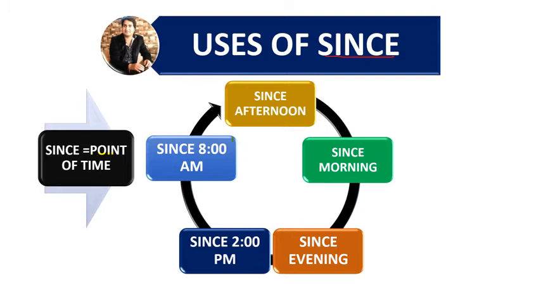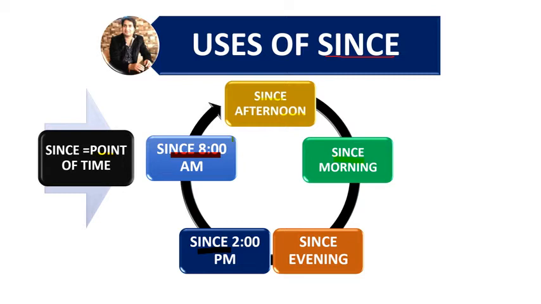For example, we can make use of since with afternoon. We can make use of since morning. For example, since morning, since evening, since 2 p.m., or you can say since 8 a.m. So students, you need to understand that when I say since 8 a.m., some students last time said to me, sir, if the time is clearly given, then how can we make use of since? So you just need to remember one thing: since is used with a point of time.